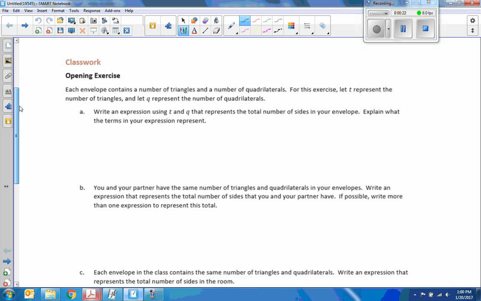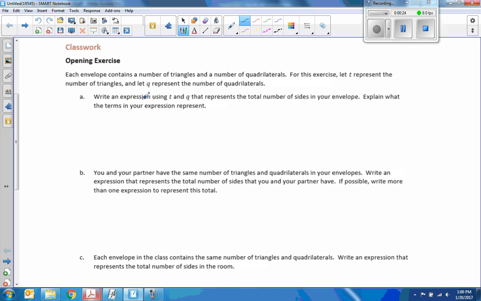So we had an opening exercise when you came into class. I gave everybody a folder. I didn't have any envelopes, so I just put it in folders. And I gave everybody a folder that had quadrilaterals and triangles. So each envelope contains a number of triangles and a number of quadrilaterals.